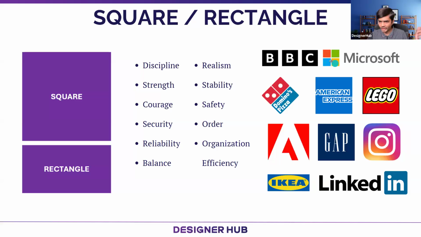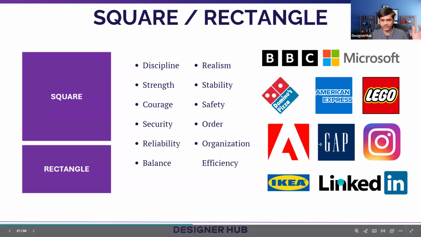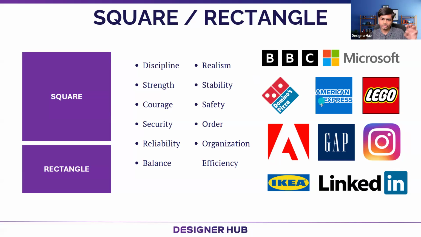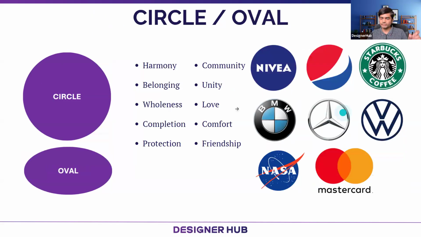And each color comes with its own meanings. Okay. At the same time, Domino's Pizza, you can see they are also talking about order or organization, efficiency, discipline, things like that. American Express goes with stability, security, and all. Lego, Adobe, Gap, Instagram, IKEA. So you can see how the square is integrated or chosen to represent some psychological meaning associated with that shape.